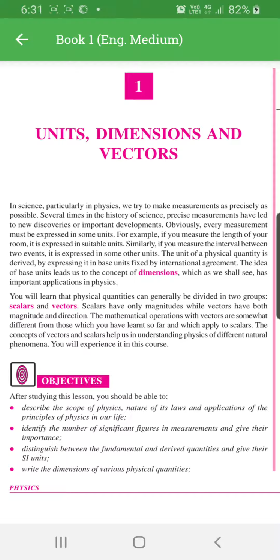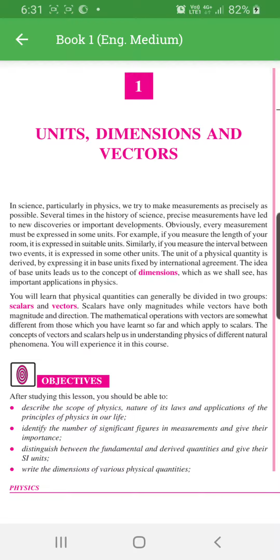For example, if you measure the length of your room, it is expressed in suitable units. Similarly, if you measure the interval between two events, it is expressed in some other units. The unit of a physical quantity is derived by expressing it in base units fixed by international agreement.